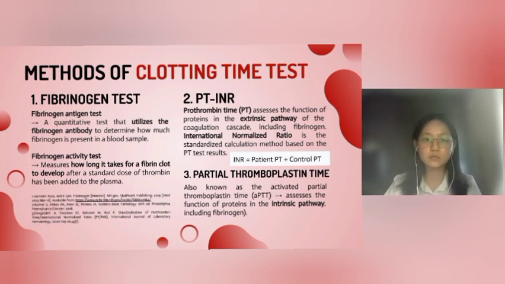The second one is prothrombin time, or PT test, that assesses the function of proteins in the extrinsic pathway of the coagulation cascade. The INR, or International Normalized Ratio, is the result of the ratio of the patient's PT to the control PT. The third one is the partial thromboplastin time, or PTT test. It's a blood clotting test which assesses the function of proteins in the intrinsic pathway instead of the extrinsic pathway. That is all from me. The next one will be continued by my friend. Thank you.